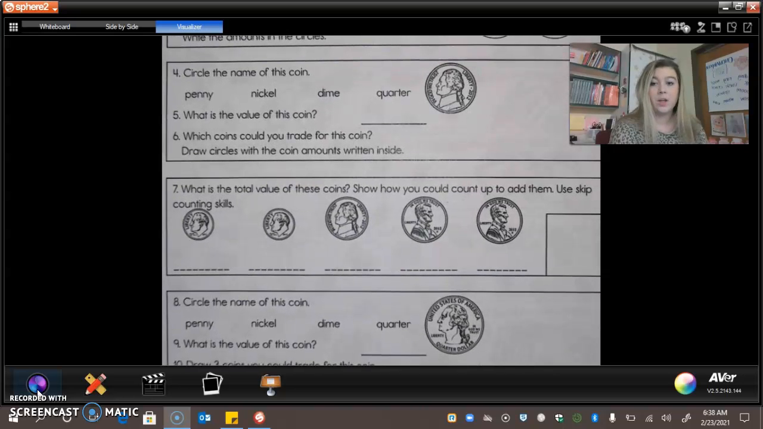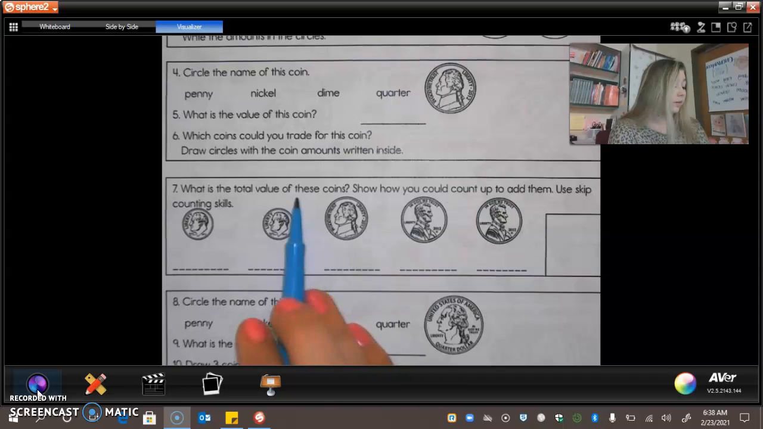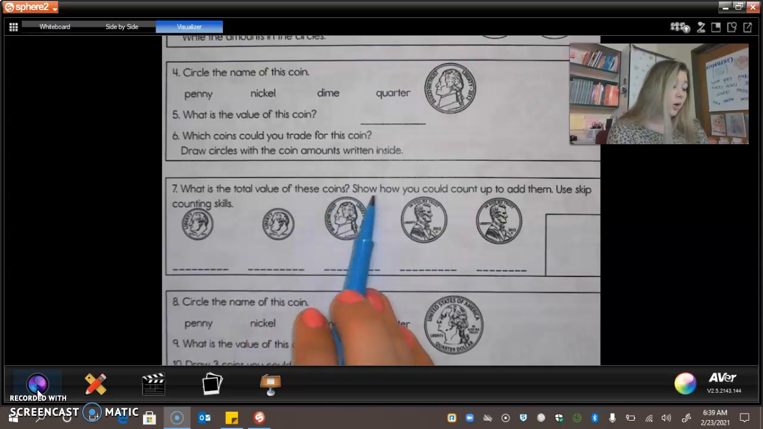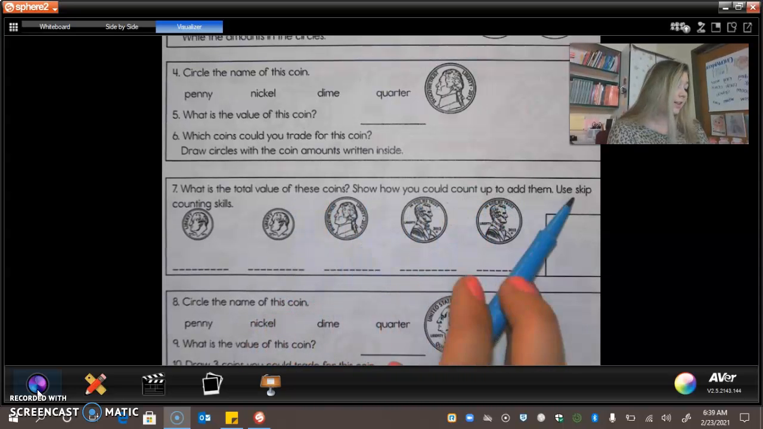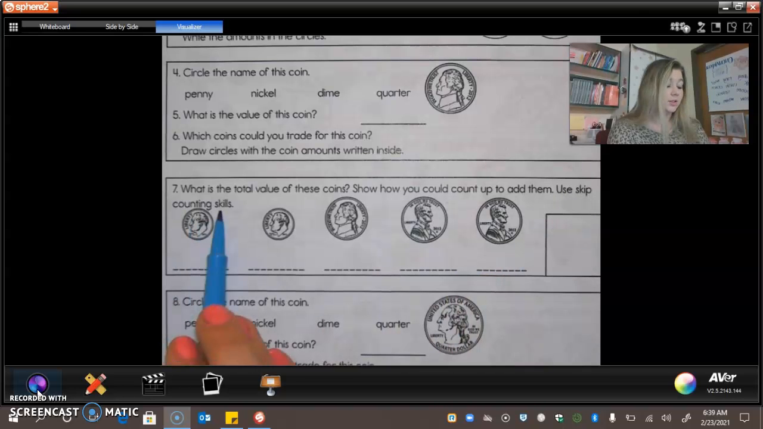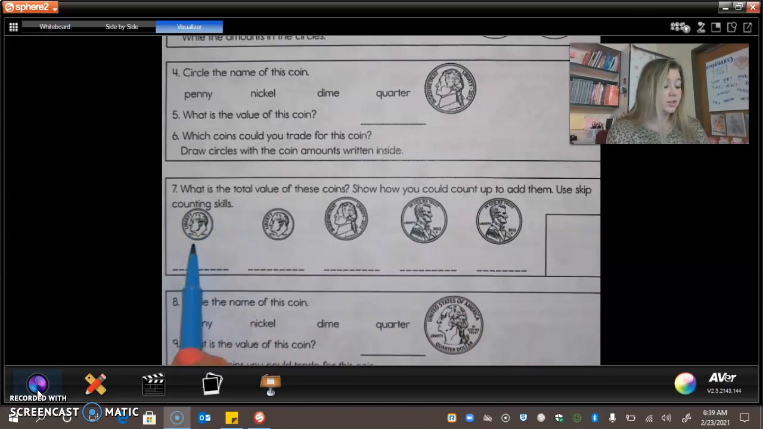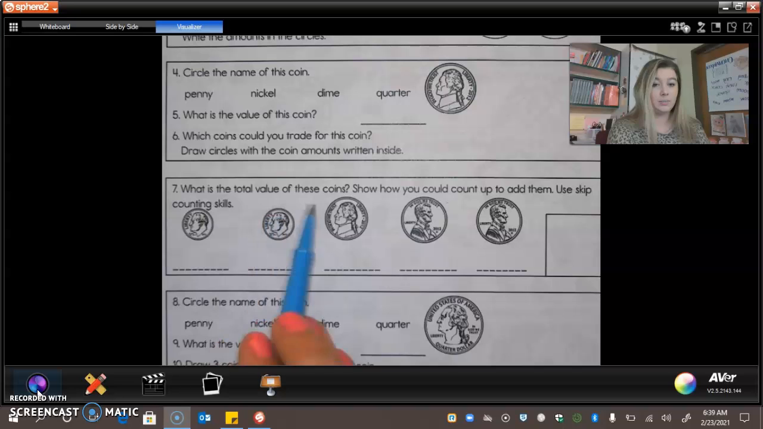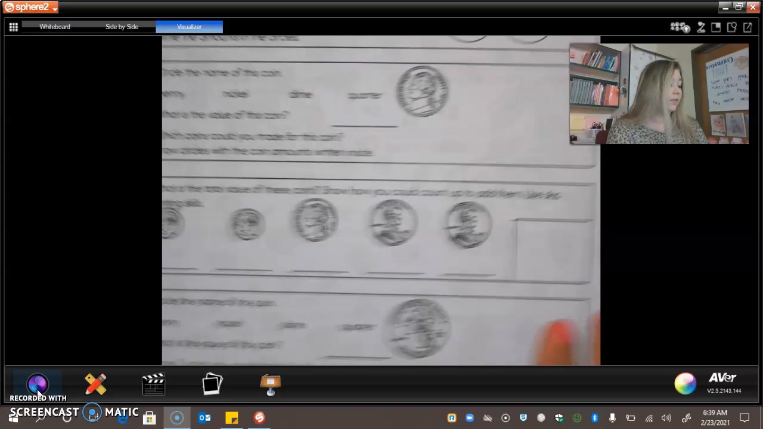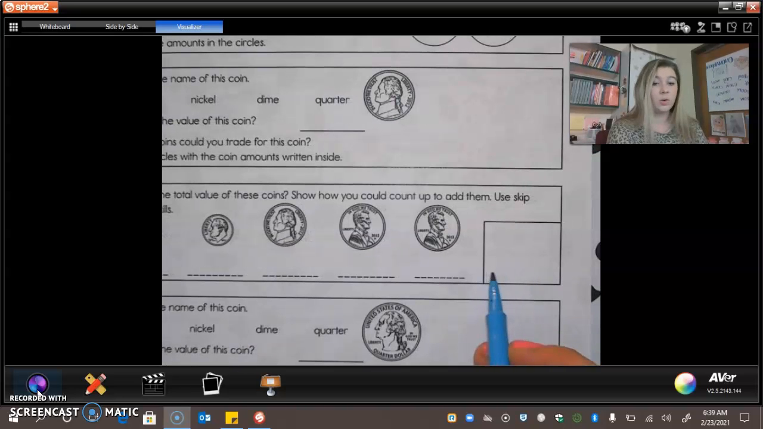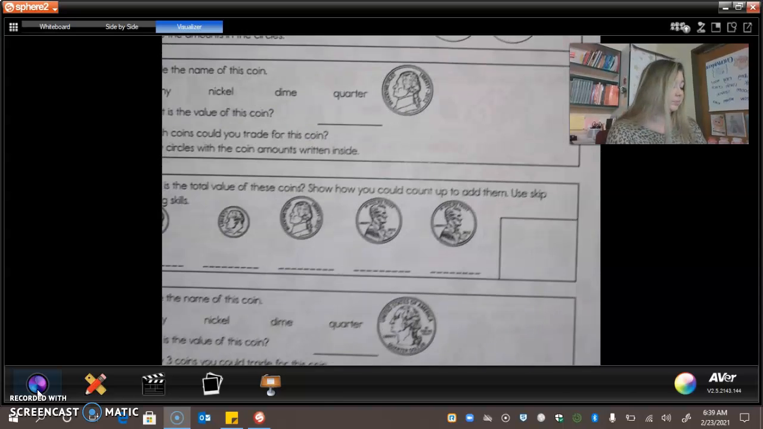Number seven, what is the total value of these coins? Show how you could count up to add them. Use skip counting skills. So start with this coin and then write the amount and add this coin, write your new amount and keep going. And then write the total amount of these coins in this box.